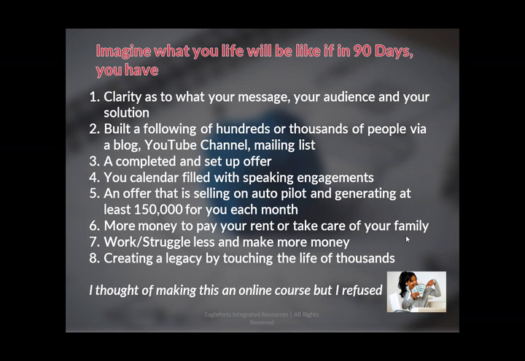Number 4 is you have your calendar filled with speaking engagements. You have an offer that is selling on autopilot and generating at least $150,000 for you each month. You have more money to pay your rent or take care of your family, because these are very influential. There's that feeling that you are okay. Maybe you're not making all the millions, but it's possible to make that. But you are just okay. You're not bothering about rent. You're not bothering about how to take care of your family.